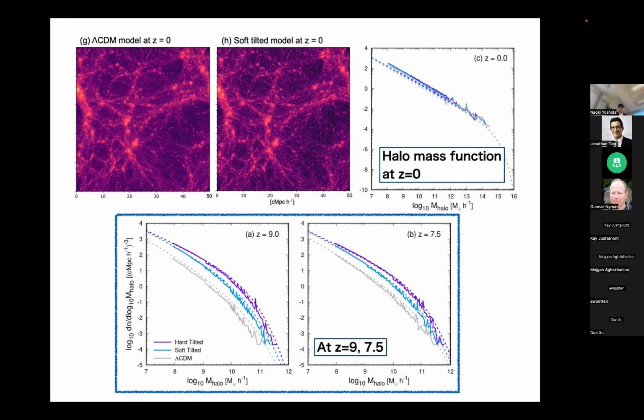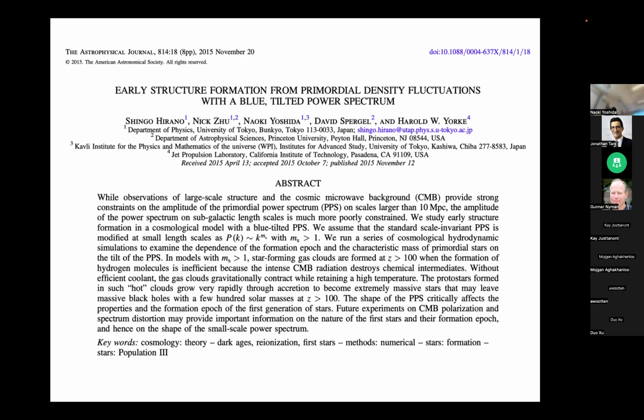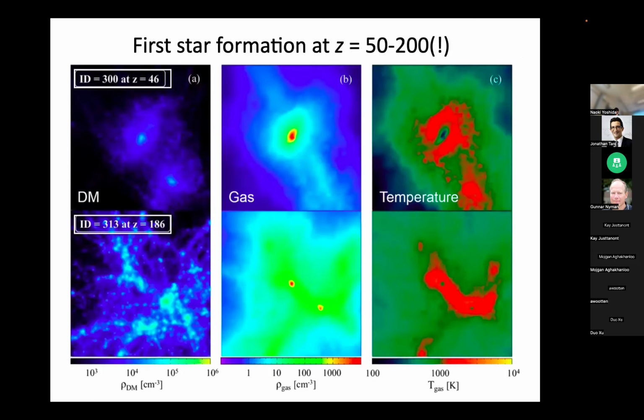I finally want to emphasize that we have been exploring this over 10 years already with other people, and it's not like after the JWST discovery we rushed into some particular model. We have been exploring this possibility for almost 10 years, and one nice result is that if we allow this tilted power spectrum, the first star formation can begin at even, let's say, redshift 50 or even 200 under very extreme conditions. For now, this is theoretical and something to be tested.